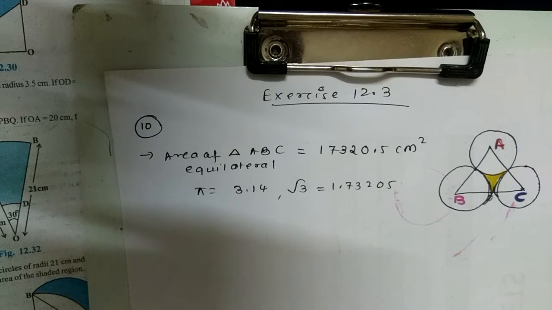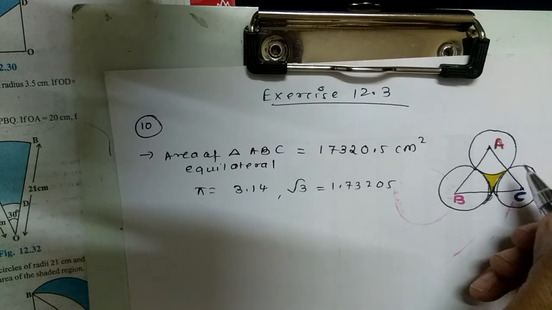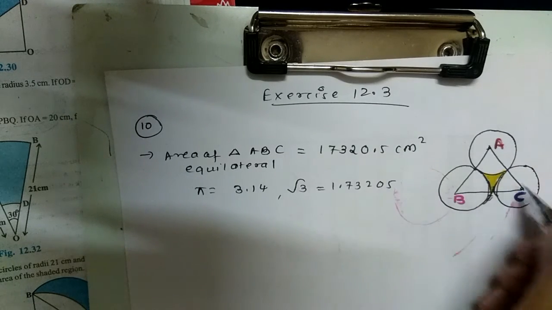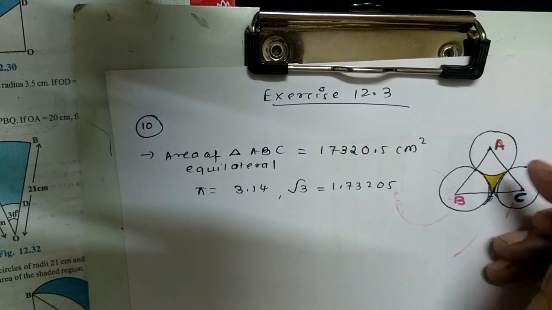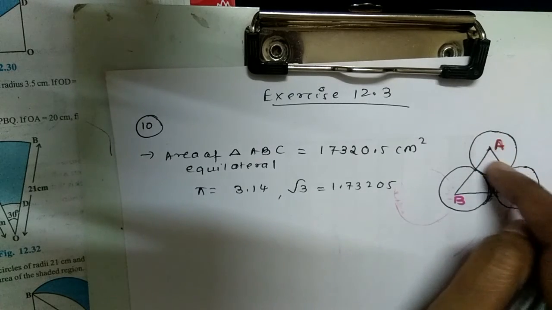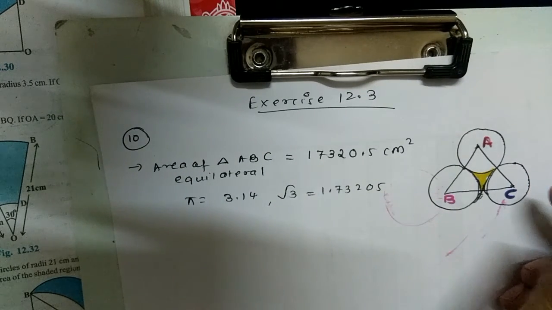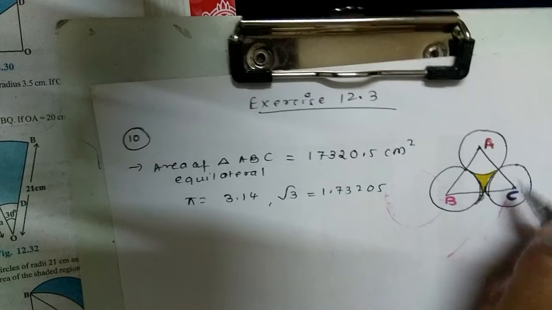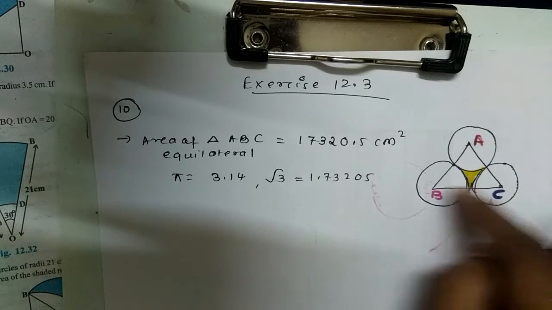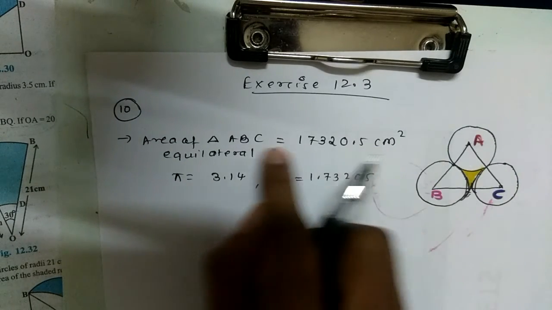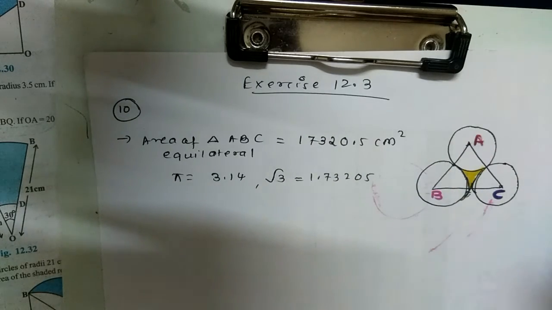It is given that the radius is half of the length of the side of the triangle. They have not given the radius, nor have they given the sides AC, BC, AB. Unless you find the radius, you cannot find the sector, because in the sector formula we have pi r square into theta upon 360. R we need to find out, and theta you can take as 60 degrees. To find the radius we have to find each side, and from the given area of the triangle we can find each side.